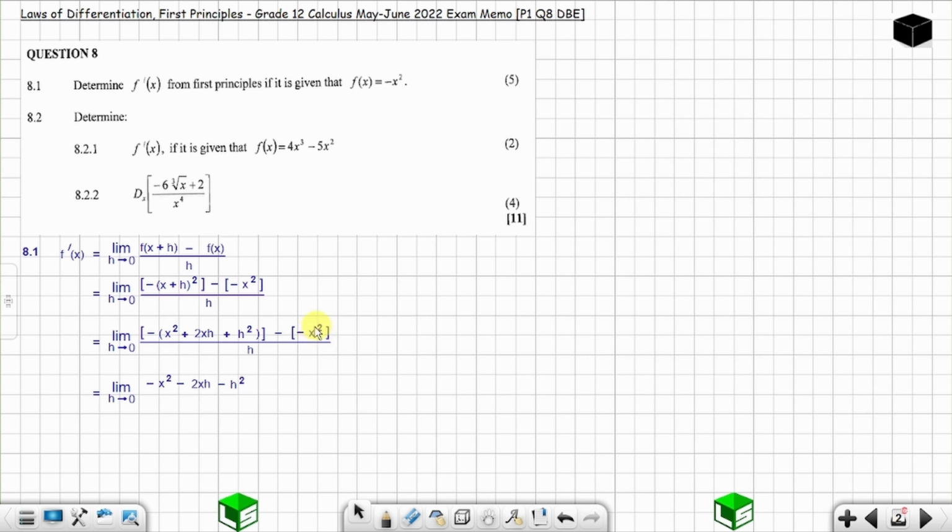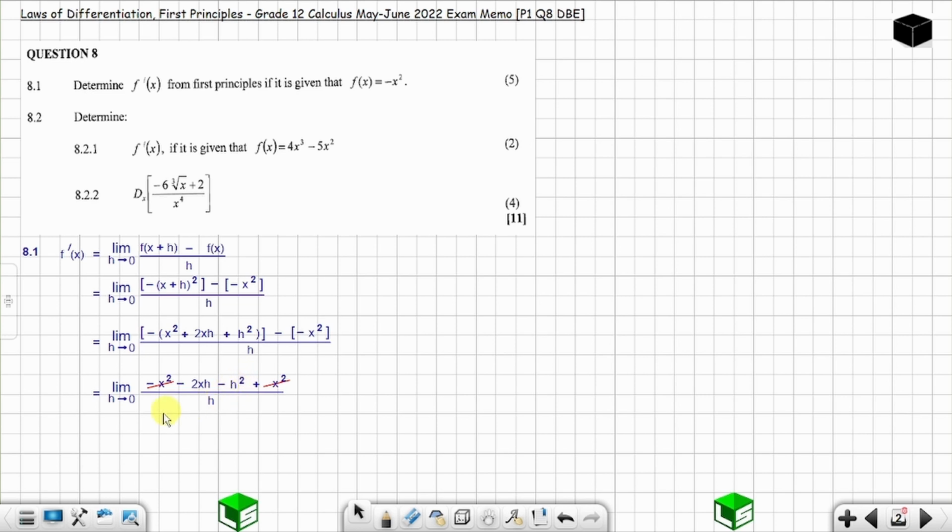So you are going to have plus x squared, over h. You can see you have minus x squared plus x squared. This is 0. So you are left with minus 2xh minus h squared.